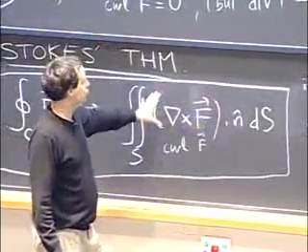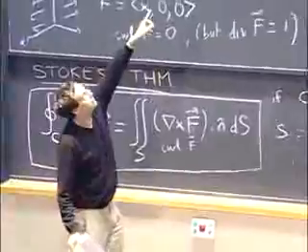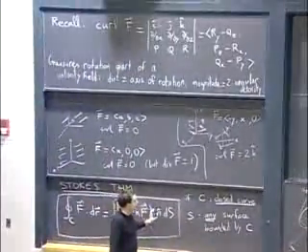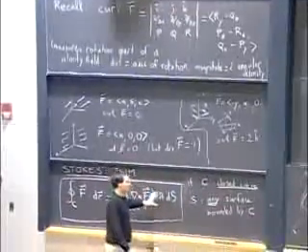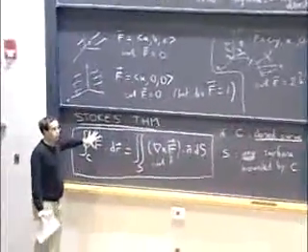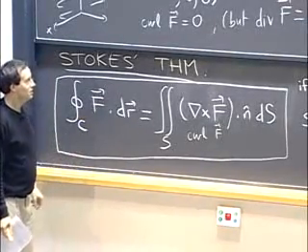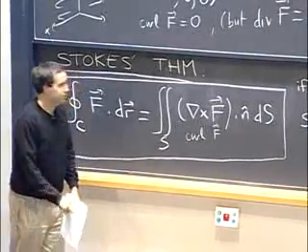So curl F is a new vector field, right? When you have this formula that gives you a vector field, you compute its flux through your favorite surface, and you should get the same thing as if you had done the line integral for F. Okay? That's the statement.